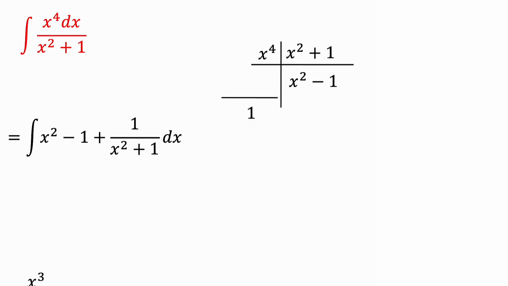Now I can comfortably proceed with the integration. The integral of x squared becomes 1/3 x cubed, minus the integral of 1, which becomes minus x, plus the integral of 1 over 1 plus x squared. Yes, its integral is exactly arctan x. This was a good question. It was one of those problems that had a really solid level.